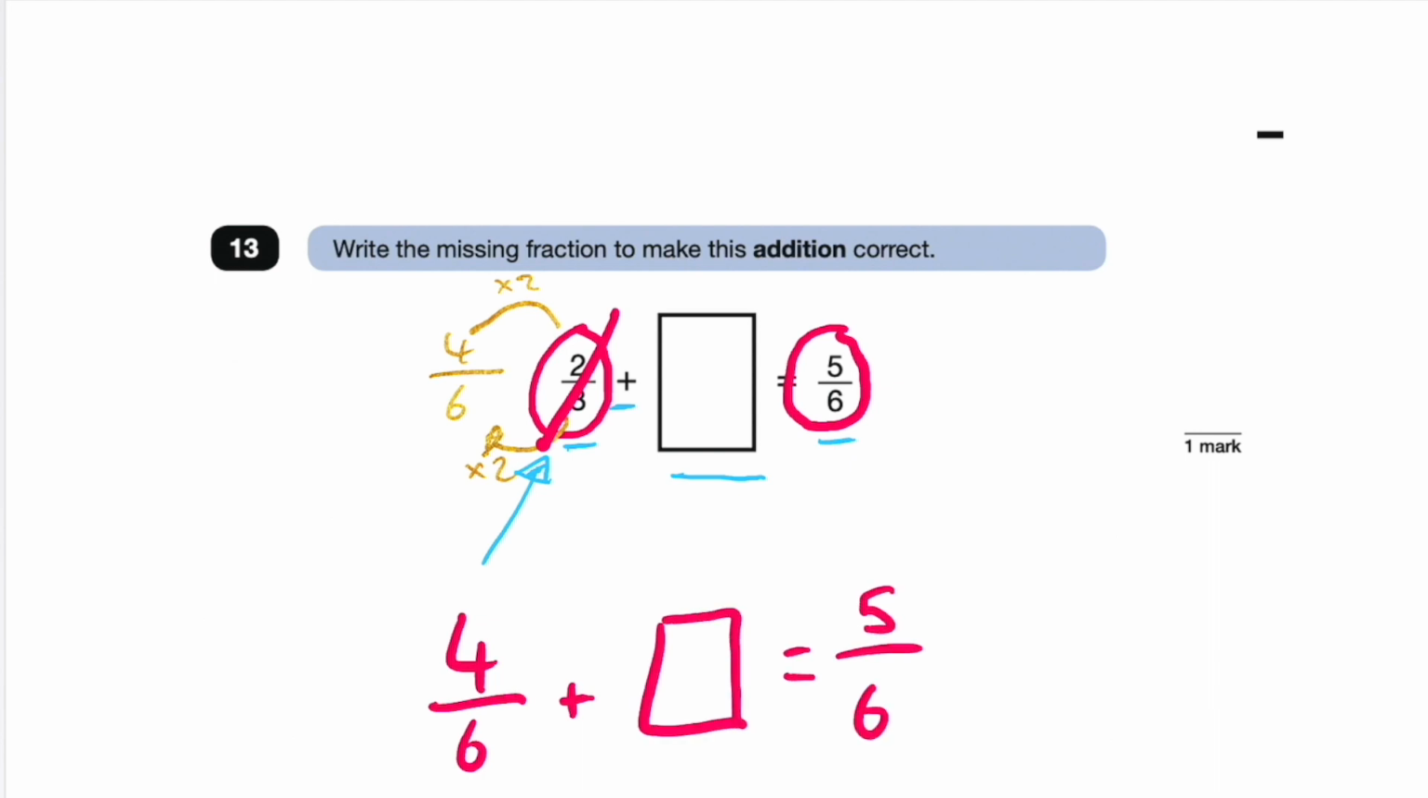Well, hopefully we can see that 4/6 add 1/6 would equal 5/6. If this was a bit trickier and I couldn't see that in my head, I could just do the inverse and do 5/6 subtract 4/6 equals 1/6. Same answer. I'm going to make sure I put my answer in the answer box just to be sure.